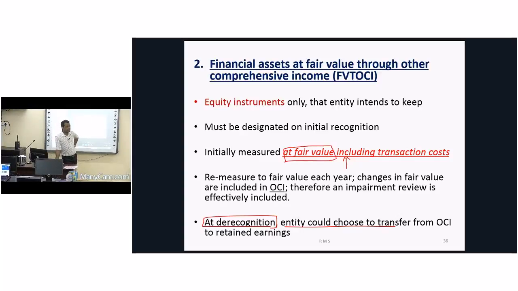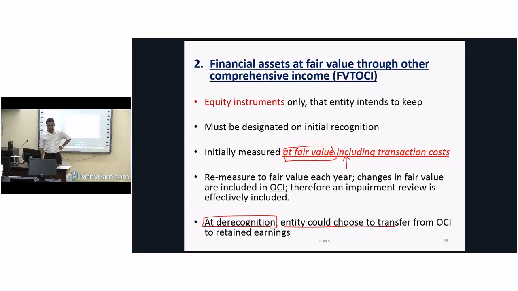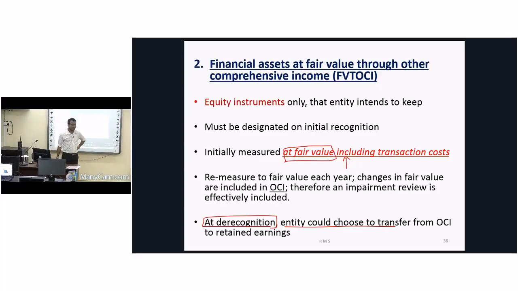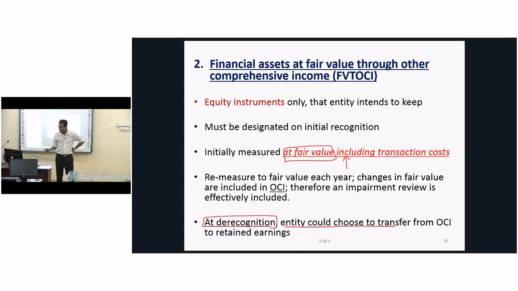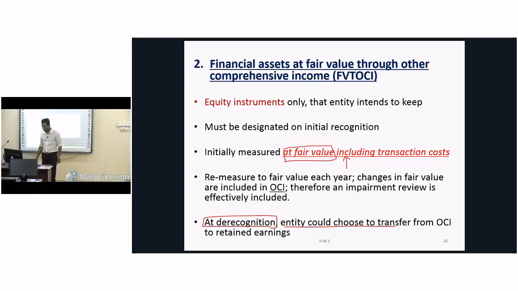In revaluation of PPE, what we did, revaluation reserve, we recognize as part of other comprehensive income. At the time of disposal, we transfer that other comprehensive income into retained earnings. Same method we apply to financial instruments at fair value through other comprehensive income. Recognize as part of other comprehensive income, and later when you derecognize, at the time of disposal, recognize it as part of retained earnings.